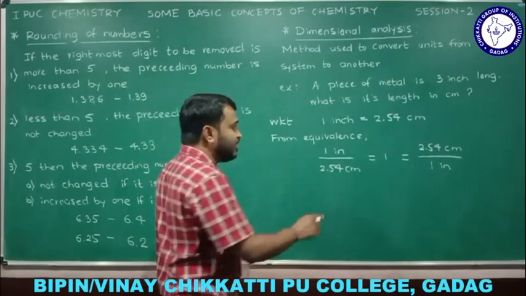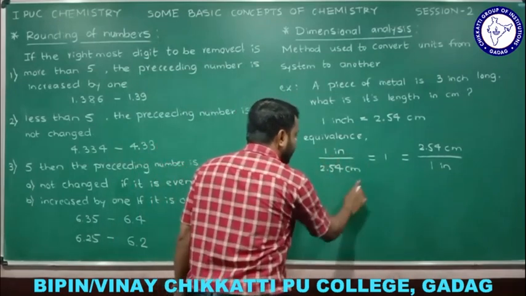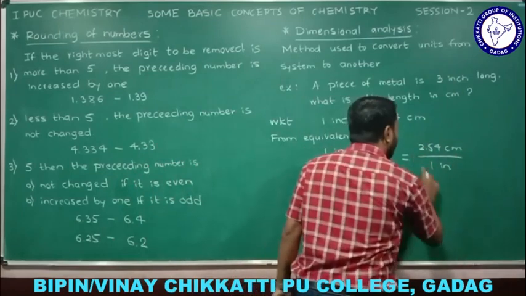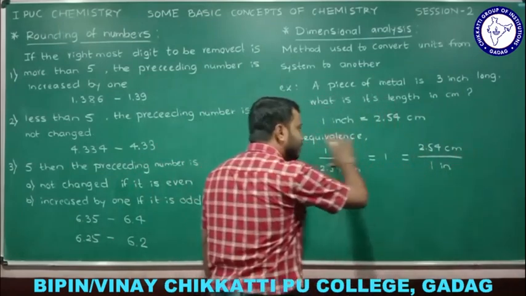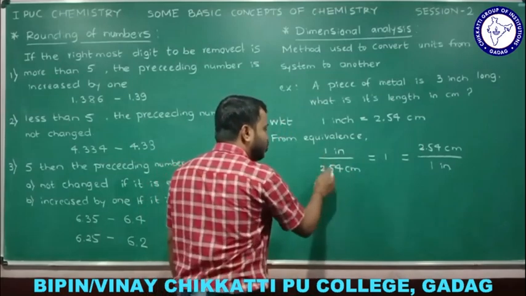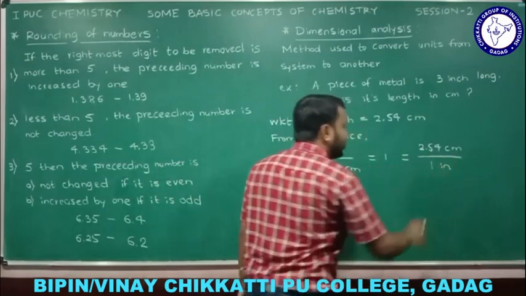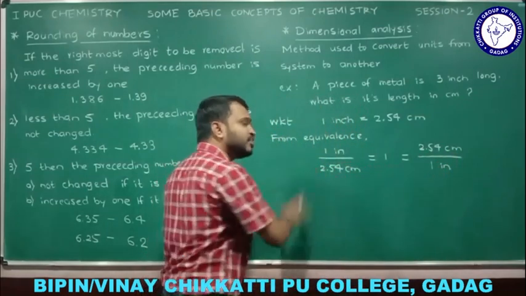Since this we call a unit factor, you try to know this is one unit factor and this is one more unit factor. So in this equivalence I have two unit factors. One is 1 inch by 2.54 centimeter. One more unit factor is 2.54 centimeter divided by 1 inch. I am going to use this unit factor.